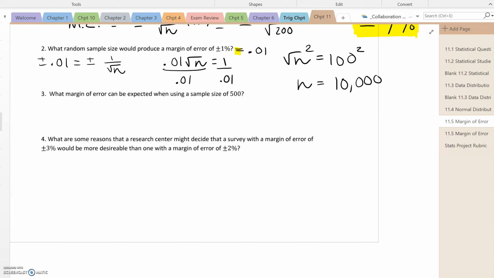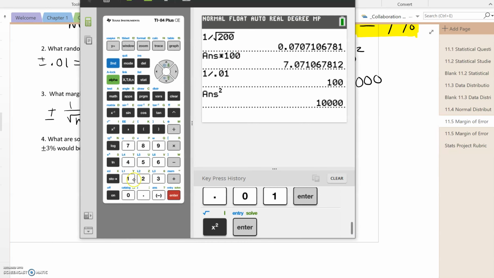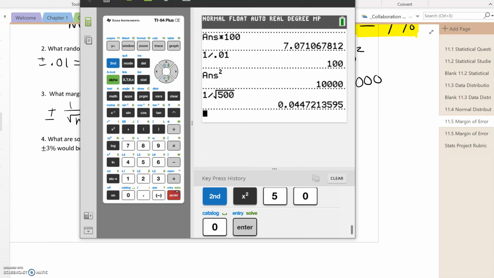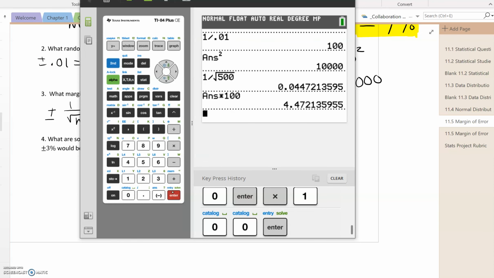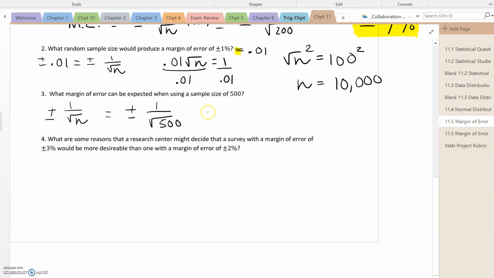The next question asks us what margin of error can be expected when using a sample size of 500. So again, we're going to use our margin of error formula, plus or minus 1 over the square root of n. Here n is 500, so plus or minus 1 over the square root of 500. So 4.5% if we round, because if we multiply this by 100, that gives us our percentage. So 4.5% is our margin of error if we survey 500 people.